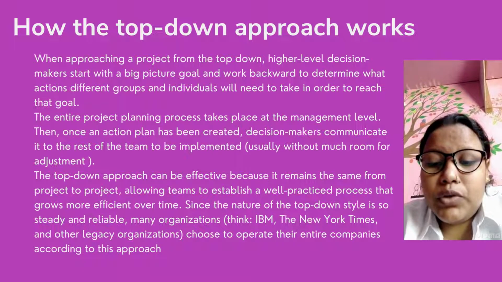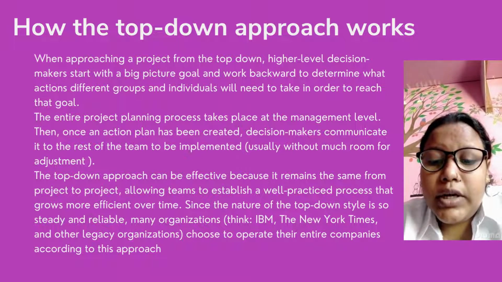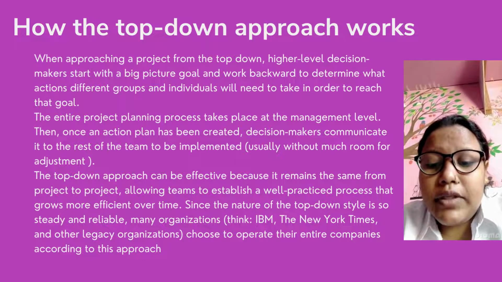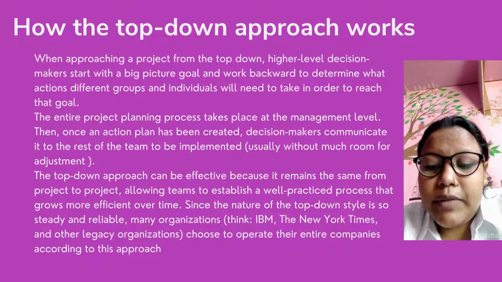How does the top down approach work? When approaching a project from the top down, higher level decision makers start with a big picture goal and work backward to determine what action different groups and individuals will need to take in order to reach that goal. The entire project planning process takes place at the management level. Then once an action plan has been created, decision makers communicate it to the rest of the team to be implemented, usually without much room for adjustment.